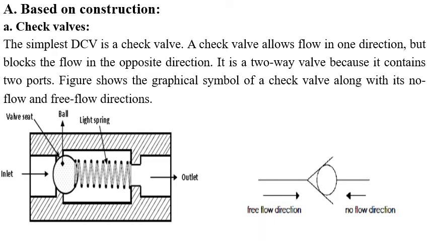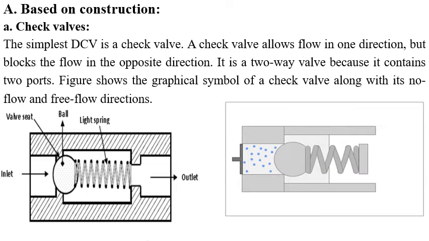Look at this. This is the graphical representation of a check valve. In this diagram, look at this, a free flow direction. From left towards right, there is a free flow direction. The direction of flow of fluid is like this in this diagram, and the opposite direction flow is blocked, or there is no flow from right towards left. Okay.